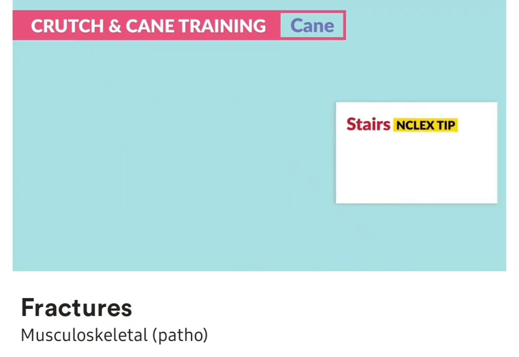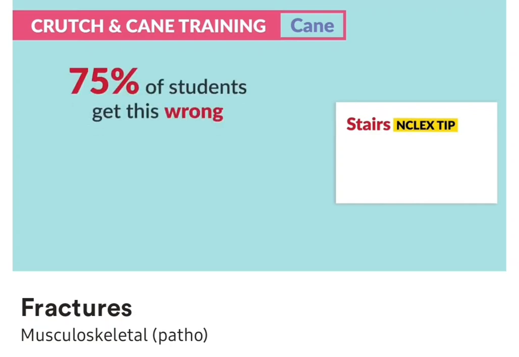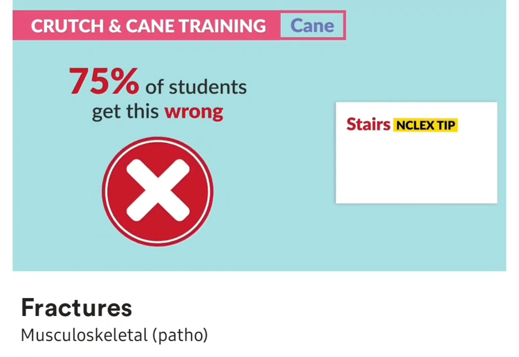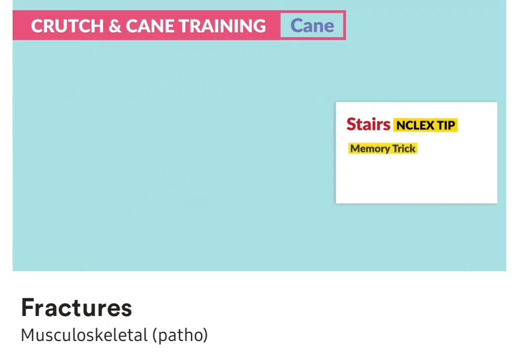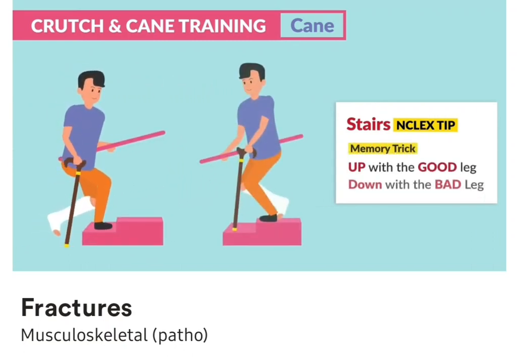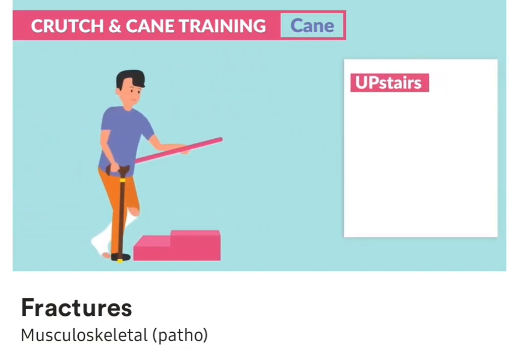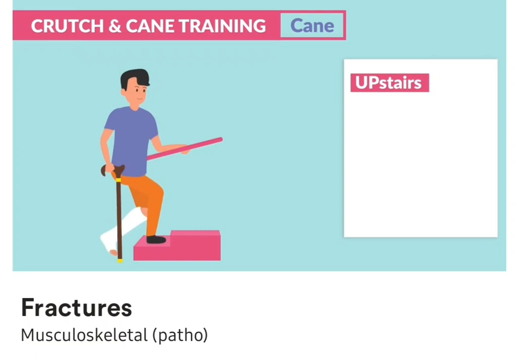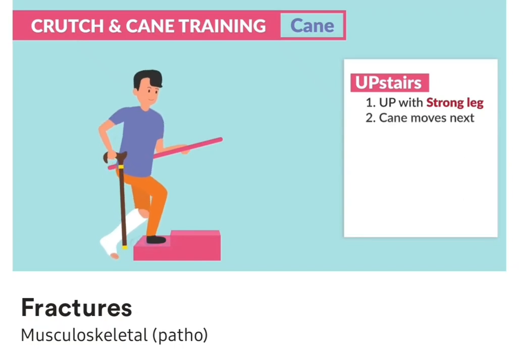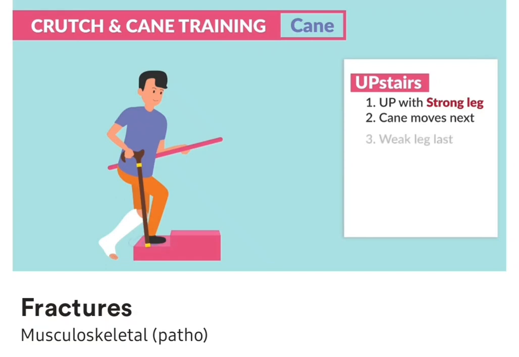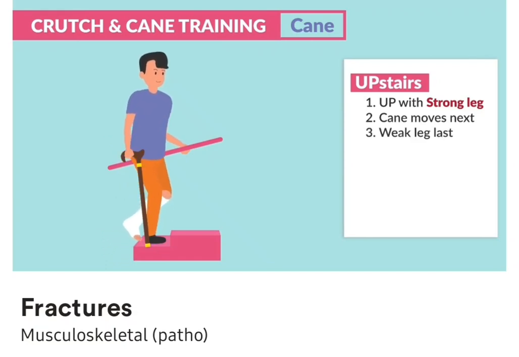So for stairs with the cane, huge NCLEX tip here. Now, this is a big focus. Over 75% of students got this wrong. So once again, the memory trick we use is up with the good leg and down with the bad leg. So when going upstairs, you go up with the good leg. So number 1 is up with the strong leg. Step up first. Number 2 is the cane moves next while bearing weight on the strong leg. And number 3, move the weaker leg last.